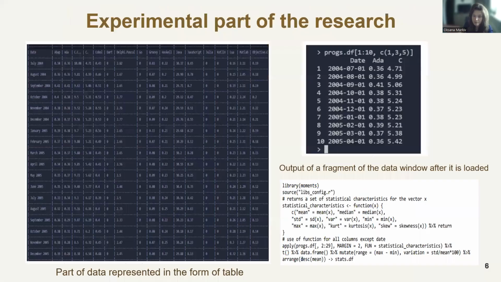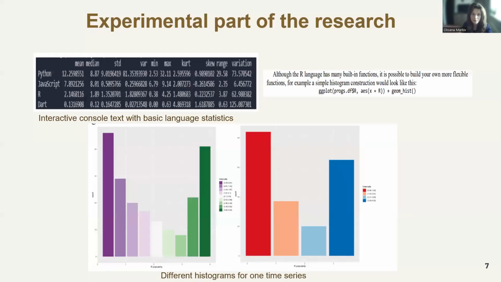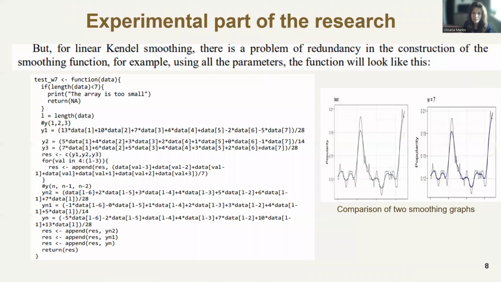When studying the dynamics of time series, smoothing mechanisms are used in our work, such as exponential and median filtering. And in this slide, we see the beginning of our experimental part. As I have said, 28 languages were discussed. Here we see parts of data represented in the form of a table, a fragment of the data window after it is loaded. Also, we see an interactive console with basic statistics and different histograms for one time series. For linear smoothing, there is a problem of redundancy in the construction of the smoothing function, for example, using all the parameters, and the function will look like this. So here we have a comparison of two smoothing graphs based on their popularity.